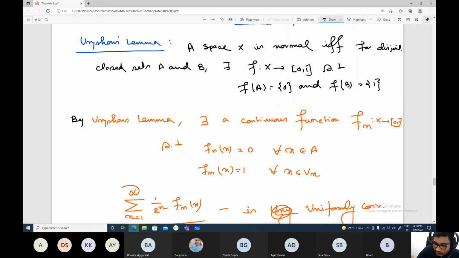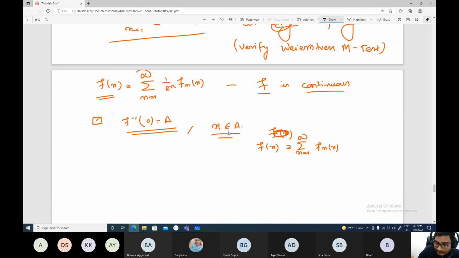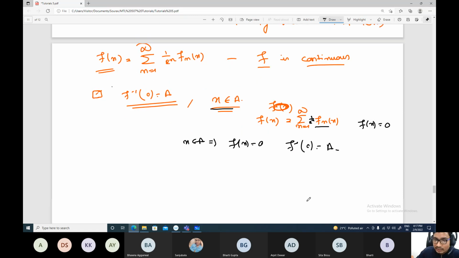We have constructed this function fn in such a way that fn(x) is equal to 0 whenever x belongs to A. Therefore, whenever we have taken an element of A, each term of the series, the 1/2^n term, will be 0. Each term of the series is 0. Therefore, f(x) is 0. But f(x) = 0 for x in A does not mean that f inverse of 0 is equal to A. We have to prove the reverse one also, right?